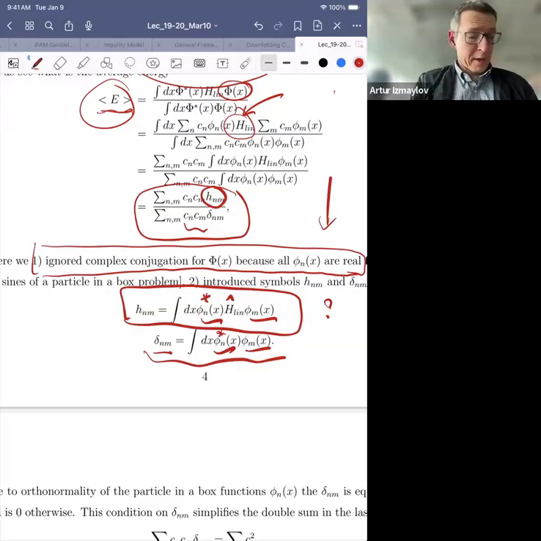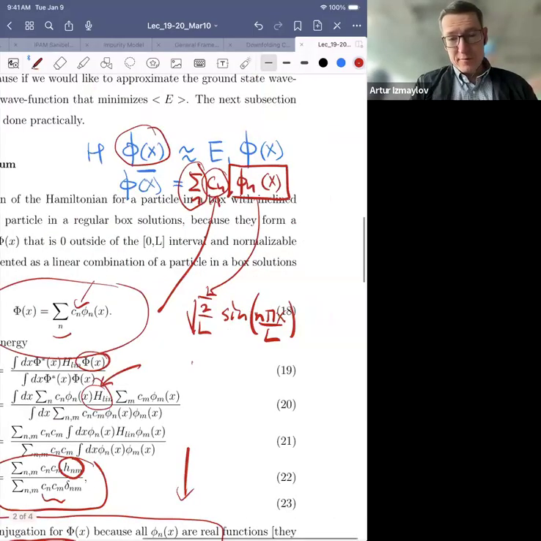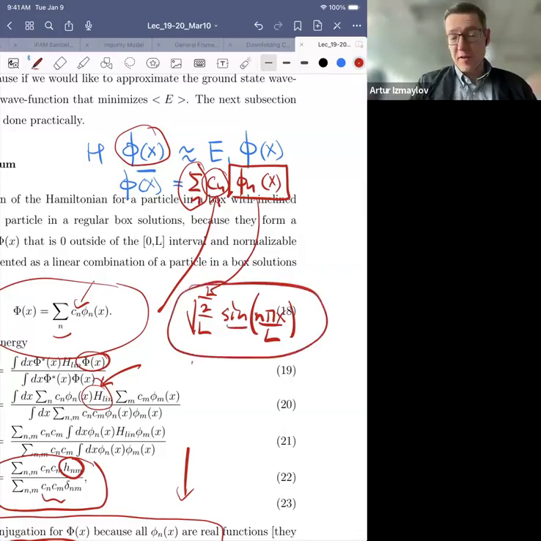They are real simply because we solved the particle in the box problem, and we know what phi_n(x) are. They are sine functions. We obtained them in the previous lectures, and that's why they're real. They are not arbitrary functions. We've chosen them to be real. That's the simple answer.